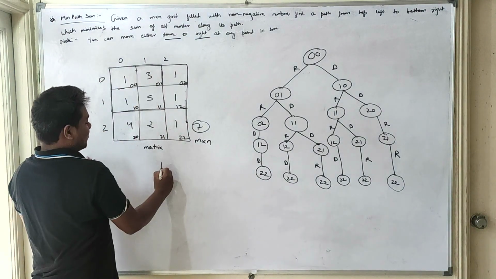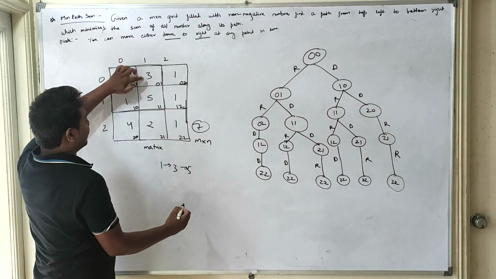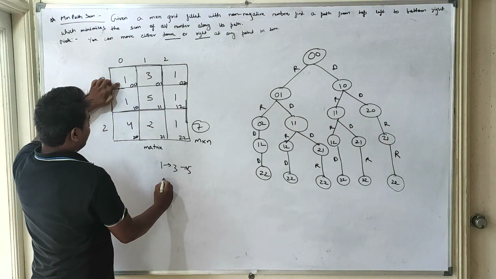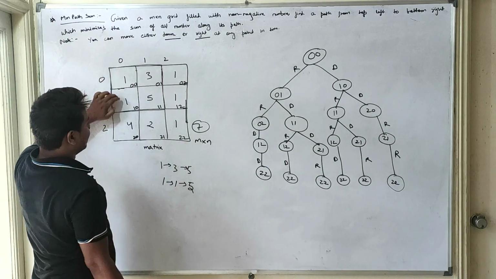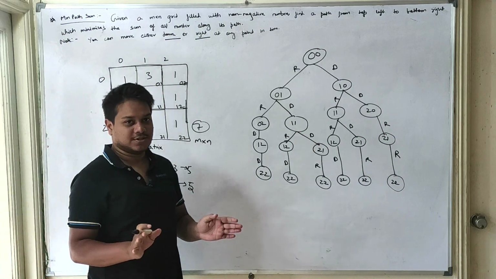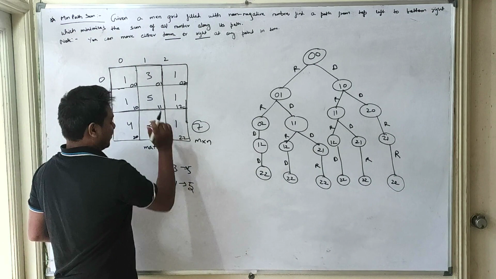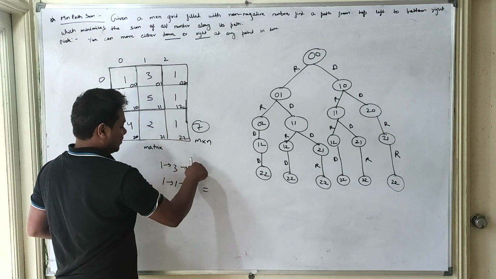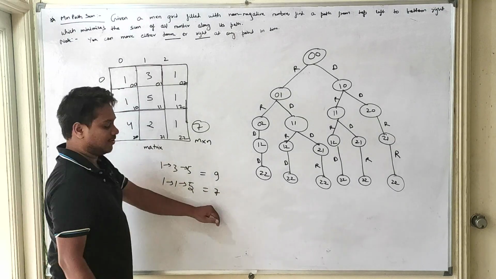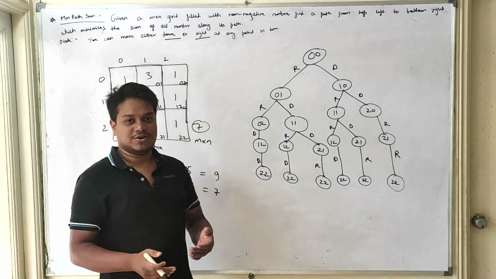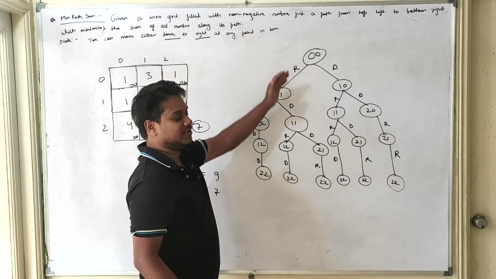So we can go via 1 2 3 to 5, right and then down, or we can move 1 2 1 to 5. Okay, these are the only two paths through which we can reach this cell 5. So the sum in this scenario would be 9 and the sum in this scenario would be 7. So how did we figure out this particular sum? Just look at the state space tree.